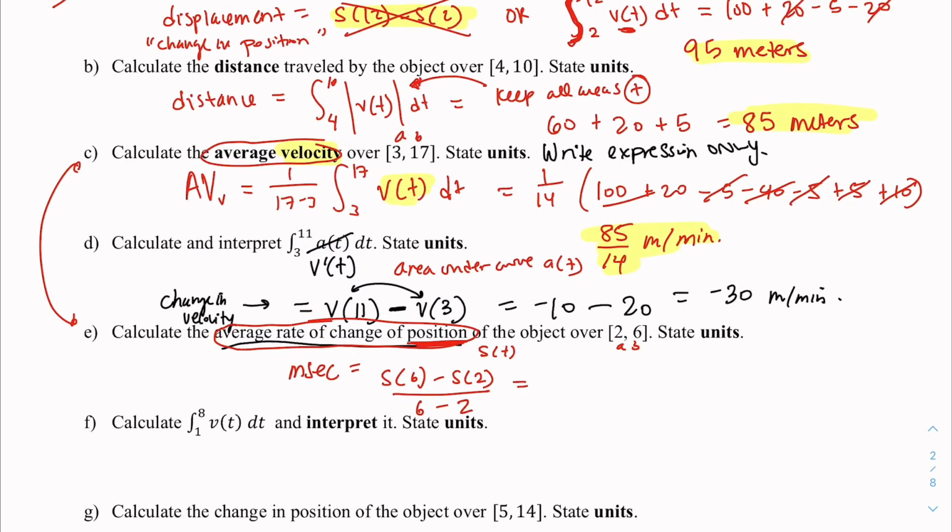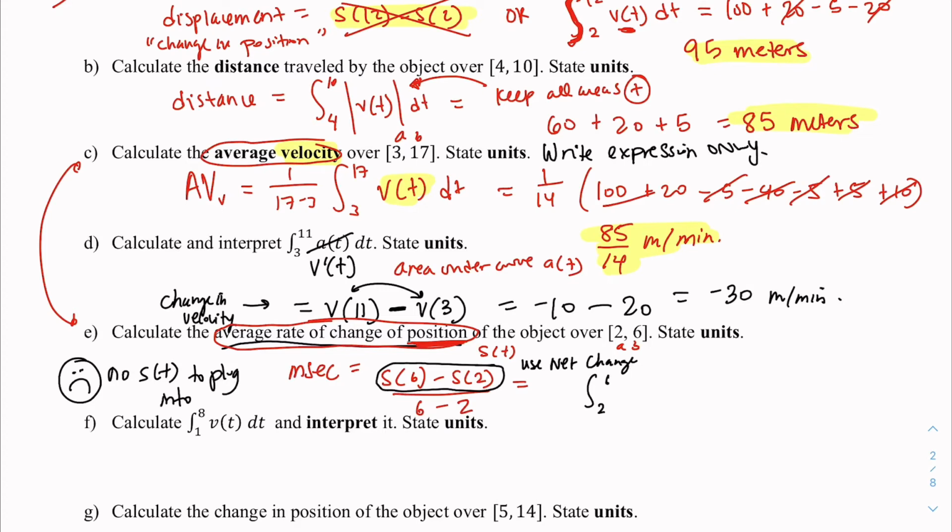But they didn't give me an S function to plug into. So since there's no S of t, I know I have to rewrite this cleverly using net change. And here's how we'll do it. S of 6 minus S of 2 equals the integral from 2 to 6 of S prime of t dt. See how I used net change there? So once I have that, just don't forget to include 1 over 6 minus 2 in front, which is being multiplied. And notice what we've actually found here.